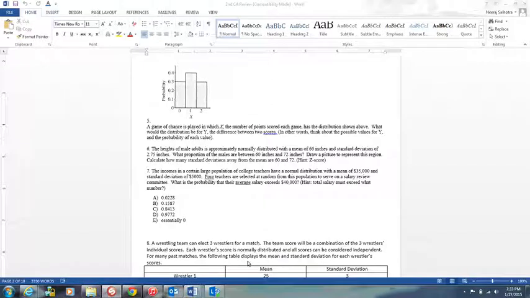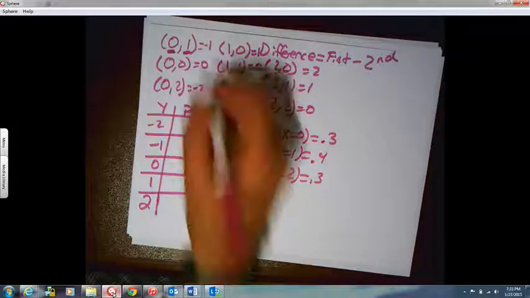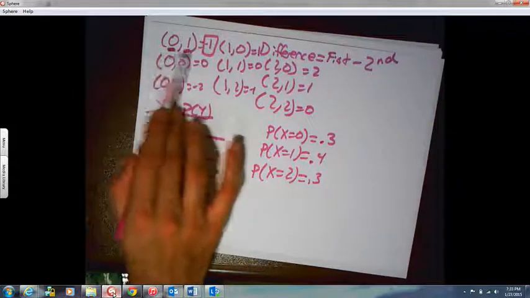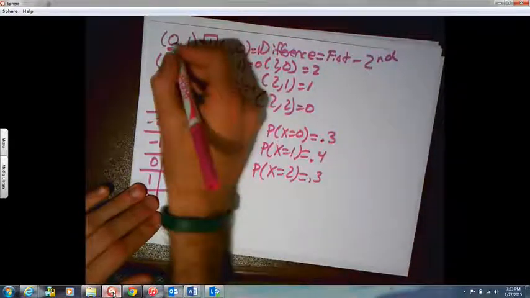So I would say the probability of X equaling 0 is 0.3. The probability of X equaling 1 is 0.4. The probability X equals 2 is 0.3. So what is the probability of getting this negative 1 right here? Well, you need to get a 0 and a 1, so it is 0.3 times 0.4. So this probability is 0.12.